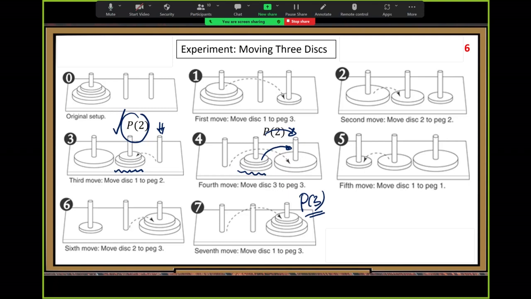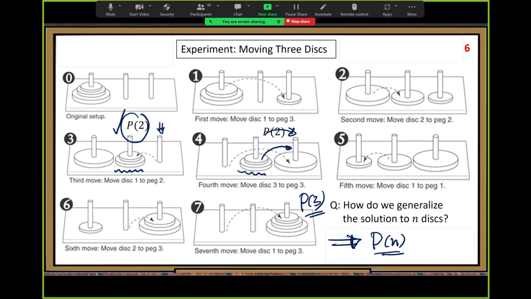So that's the detail of the solution in this diagram. All right. So after we have this experiment, we want to generalize what we did in this P of 3 solution to P of n solution. So our goal is to generalize the solution from P of 3 to P of n disks. How to do it?